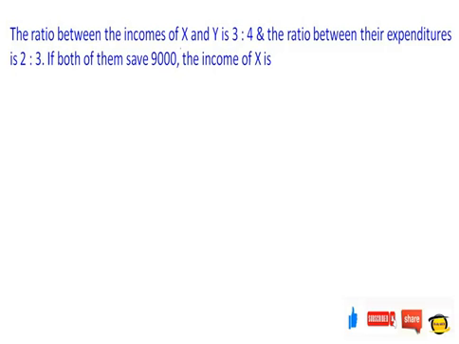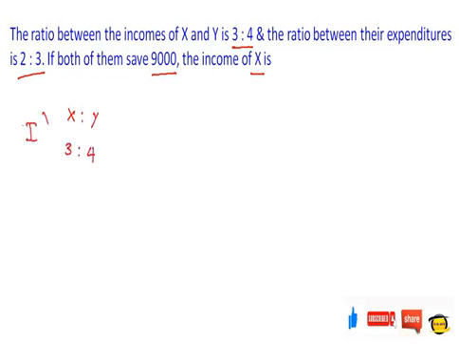The ratio between the incomes of X and Y is given as 3:4 and the ratio between their expenditures is given as 2:3. If both of them are saving 9,000 rupees, find out the income of X. So it's given that the ratio between the incomes of X and Y is 3:4.